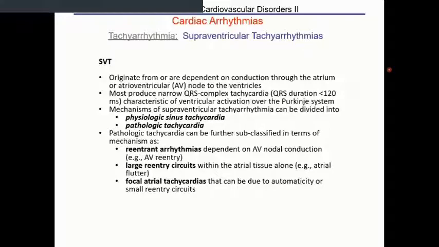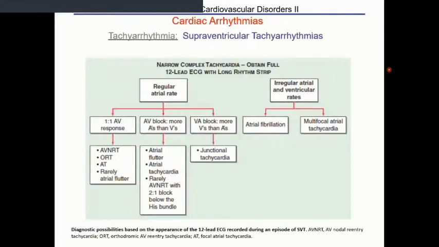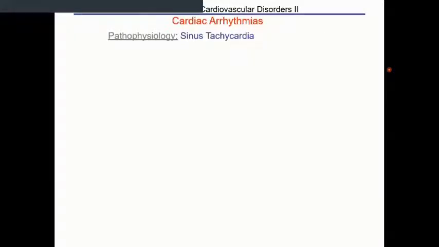So let's now take a look at these SVTs. In your Harrison textbook, you have a diagnostic algorithm using a full 12-lead ECG with long rhythm strips, and you can check for the appearance of the various complexes, and you can use this to diagnose certain types of your SVTs. So let's take a look at your sinus tachycardia.